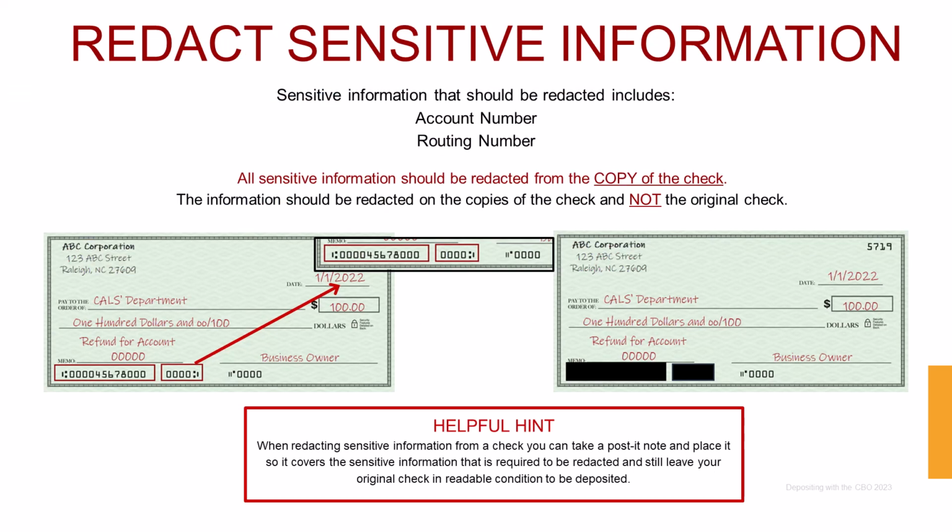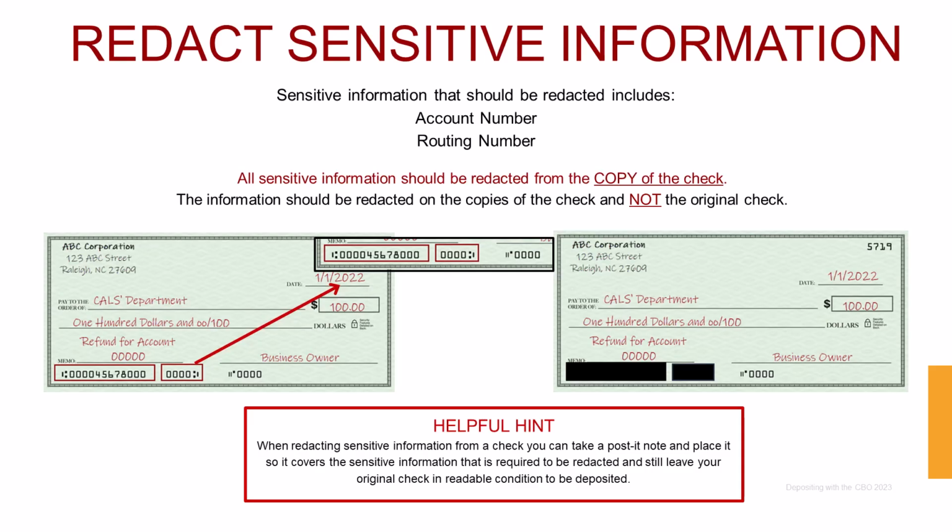As you just learned, one required piece of documentation is a copy of the check with any and all sensitive information redacted. This means when making photocopies, you will need to remove any sensitive information, including the checking account number and check routing number as seen here in this example.